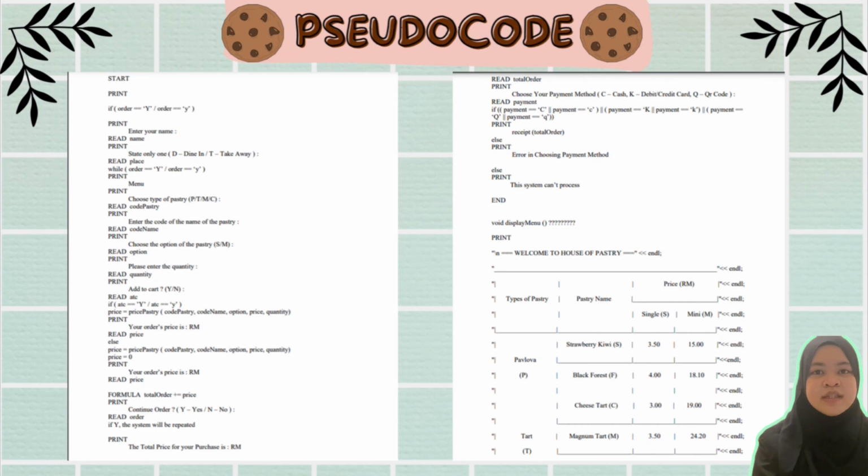If the customer chooses other than Y when ordering, the system can be processed. That's the end. This is the function of void display menu.